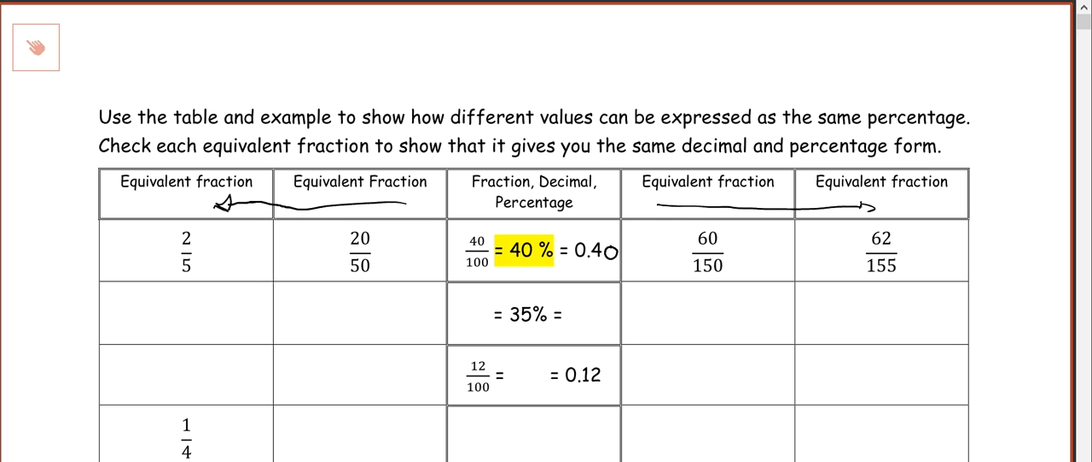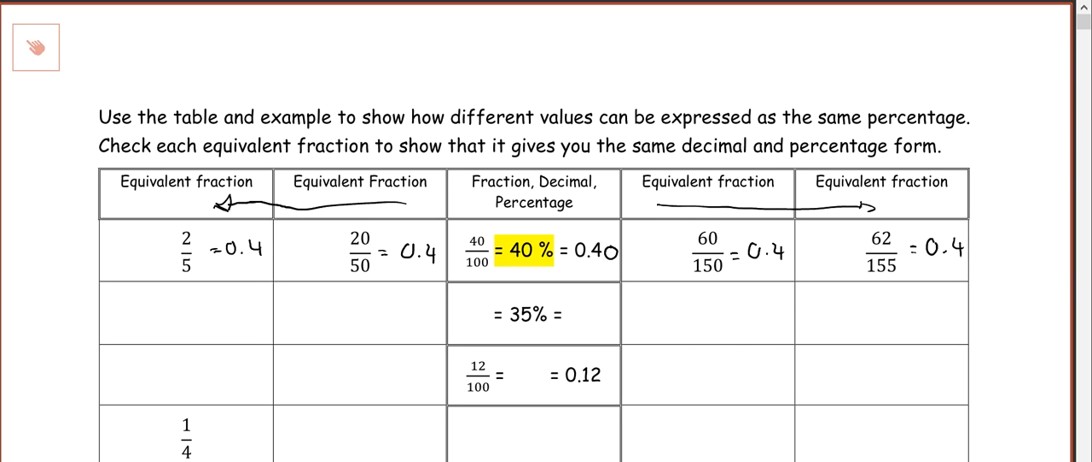Just so you know. Can we get our calculators out and can we do 2 divided by 5? What do you get? Yeah? 0.4. And is that 40%? Yes. If we do 20 divided by 50, what did we get? 0.4. If we do 60 divided by 150, what do we get? 0.4. If I do 62 from 155, what do I get? 0.4. So all of them are 40%.